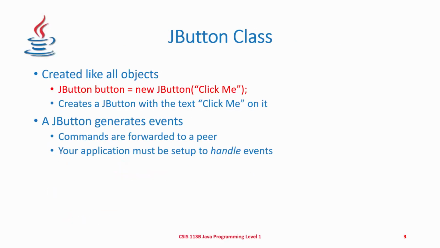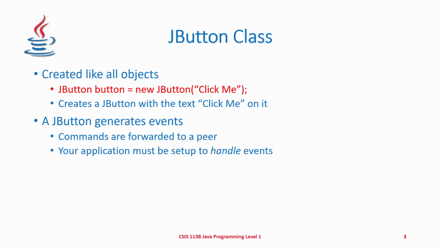So the JButton class is the class that we use to add buttons into our GUI interface, and you'll create a JButton object just like you do the other objects that you previously have done. So you'll identify the type as JButton, give it a name, an example here, button, and then assign it an instance of a new JButton. And in the case of the JButton, you can actually pass text to it that will be the text that displays on the button itself. So that example in red there is just creating a new JButton, and it has the text "click me" on it. Now a JButton generates events.